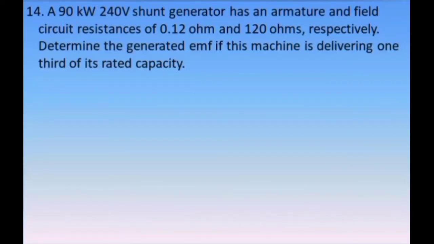Now we have problem number 14. A 90 kilowatts, 240 volts shunt generator has an armature and field circuit resistances of 0.12 ohm and 120 ohms respectively. Determine the generated EMF if this machine is delivering 1/3 of its rated capacity.